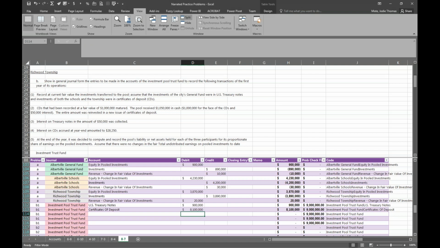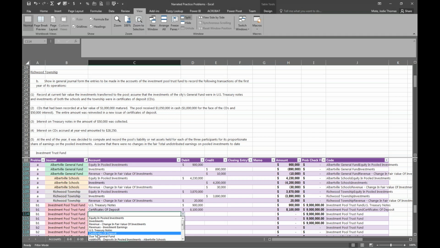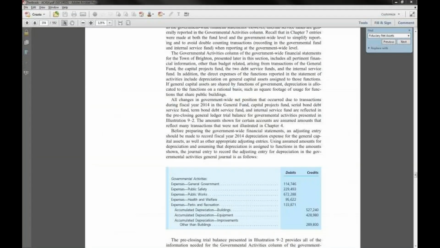Okay. All right. So again, because the general fund is an internal participant, and this is not going to be recorded as an increase in net assets of the investment trust fund, it's got to be a liability. And let me show it to you really quickly in your textbook.